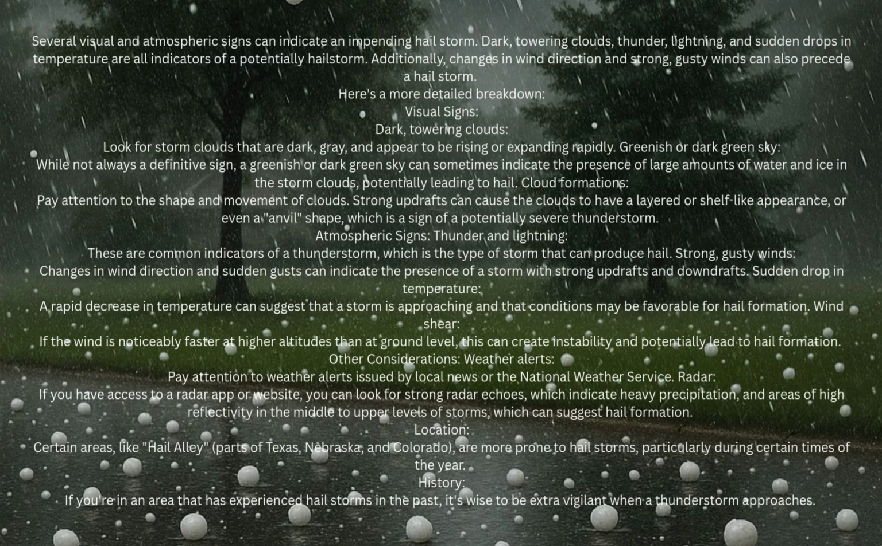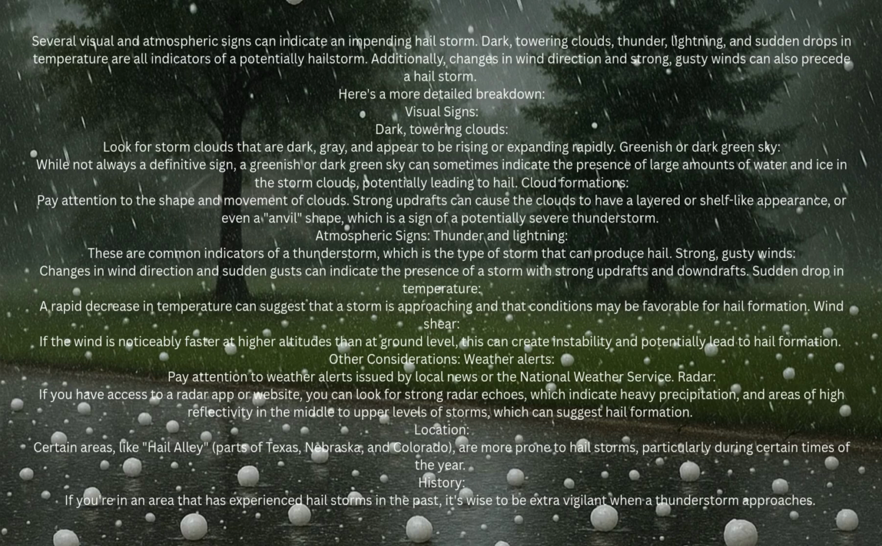Cloud formations. Pay attention to the shape and movement of clouds. Strong updrafts can cause the clouds to have a layered or shelf-like appearance, or even an anvil shape, which is a sign of a potentially severe thunderstorm. Atmospheric signs: thunder and lightning. These are common indicators of a thunderstorm, which is the type of storm that can produce hail.